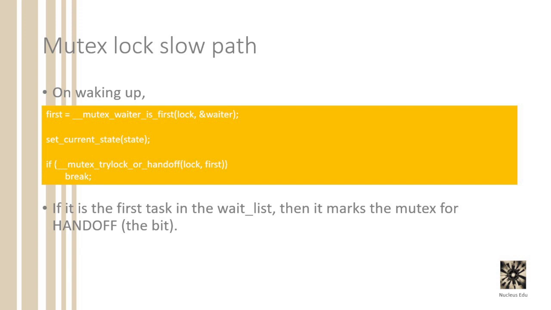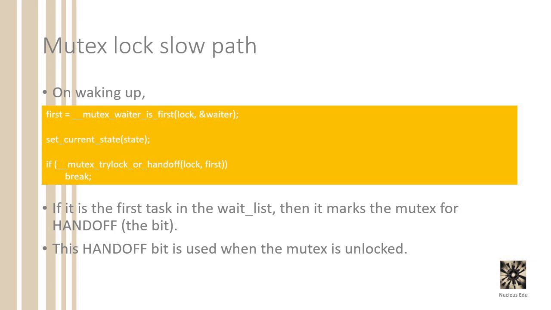And if it is the first task in the wait list, meaning this first param that we see in this code is equal to true, then the function, mutex try lock or handoff, is going to mark the mutex for handoff. And this is basically one of the bits that we discussed right in the beginning of this session.